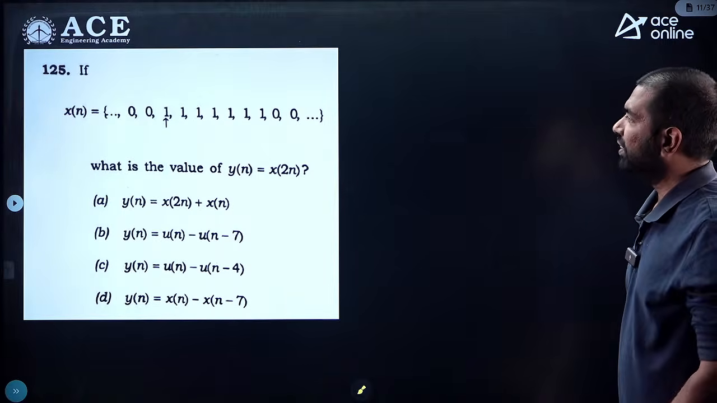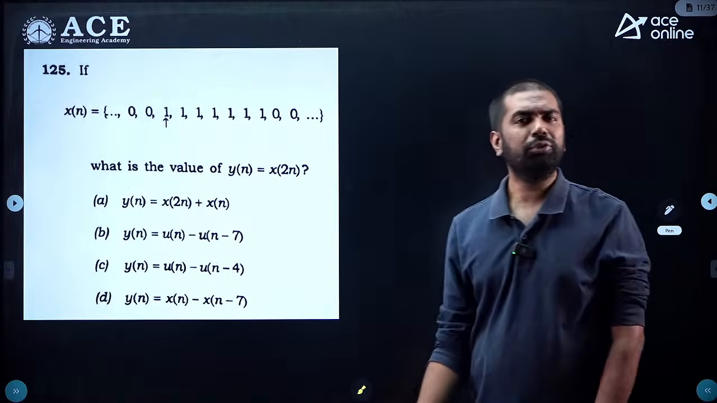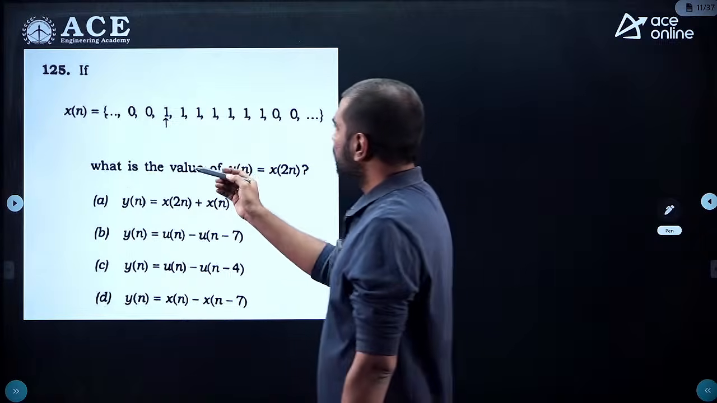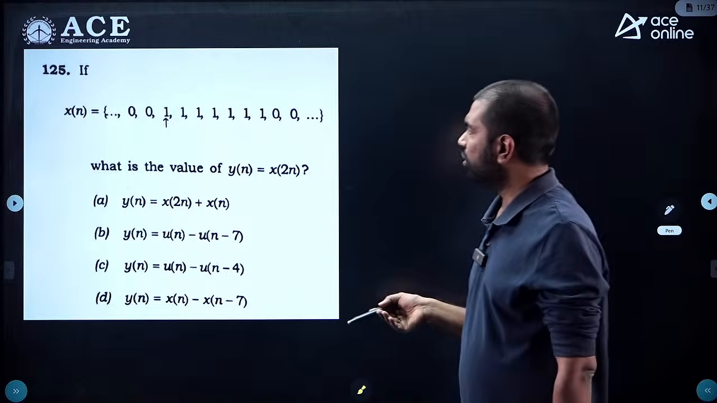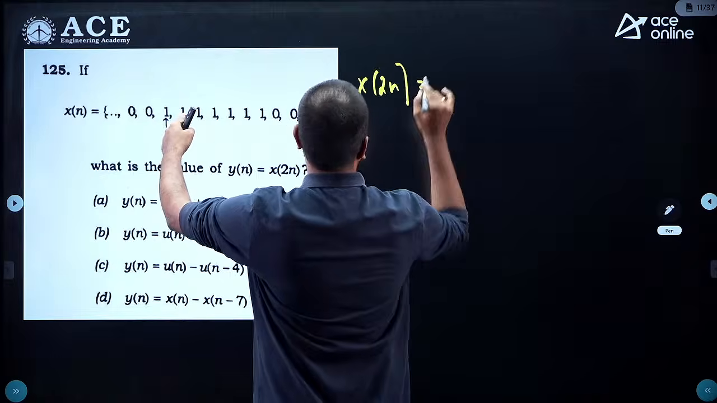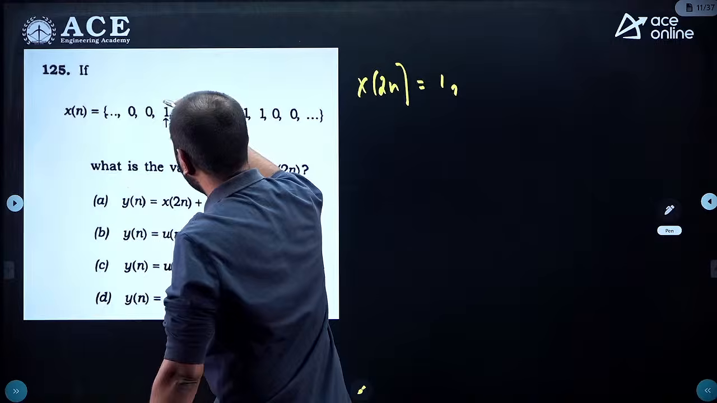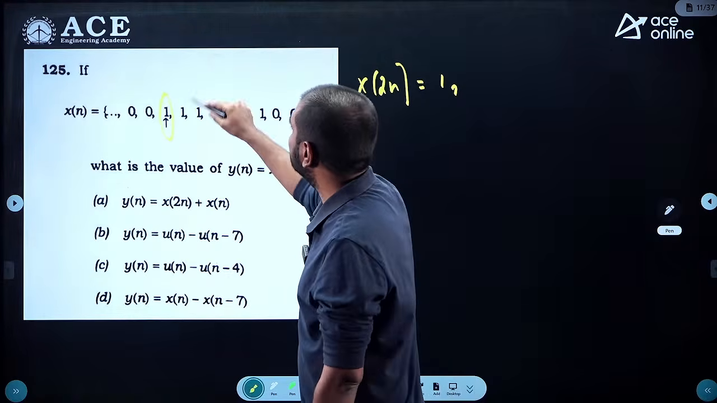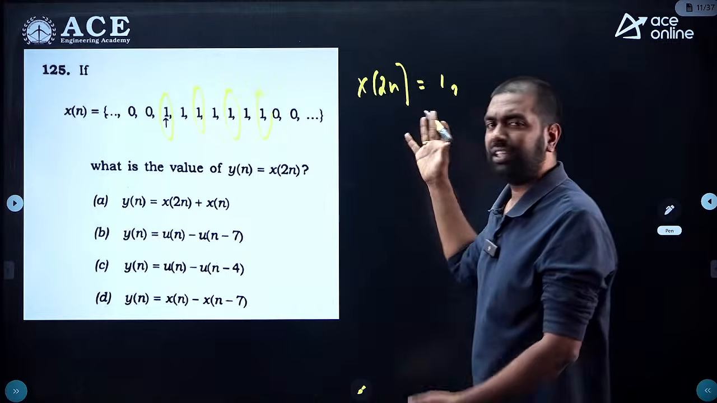And then they gave a sequence x of n. They are asking what is x of 2n. We know x of 2n is called decimation, which is like a compression operation. Since it is decimation by 2, we pick every second sample. n equal to 0 will be our reference. So let me write x of 2n. I pick every second sample. So this is 1. Next, I'll just highlight every second sample. See how simple this problem is? Every second sample, every second sample, and from there onwards every second sample is 0.